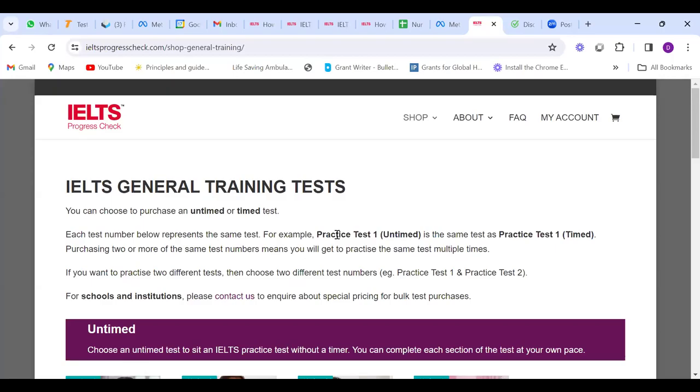Madam, I have always warned you, we have millions of IELTS materials out there. I am only teaching you the official British Council IELTS material. Case closed.